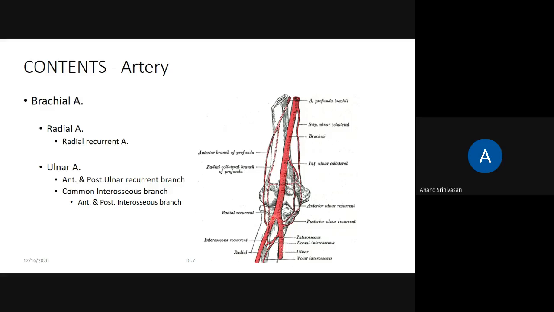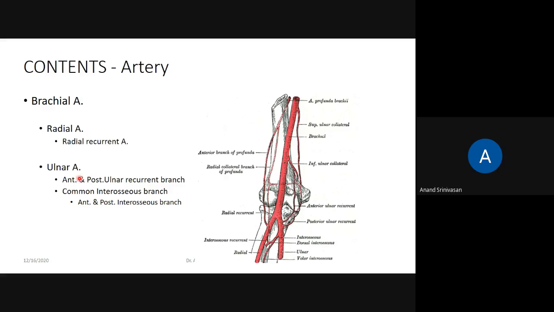So lateral, radial, and medially the ulnar artery. The radial artery, once it comes out, gives a branch which is the radial recurrent artery, and the ulnar artery similarly gives off a recurrent branch, the ulnar recurrent artery. These recurrent arteries help in the anastomosis around the elbow joint. Thereby they keep the elbow joint vascular. The ligaments and other structures present in the elbow are kept vascular by these recurrent branches.